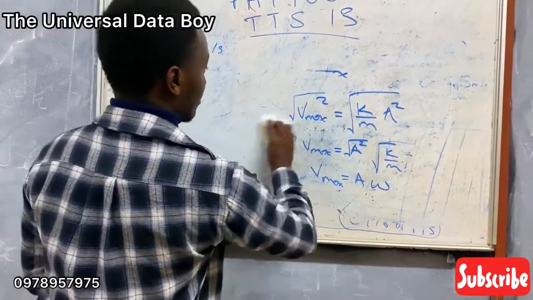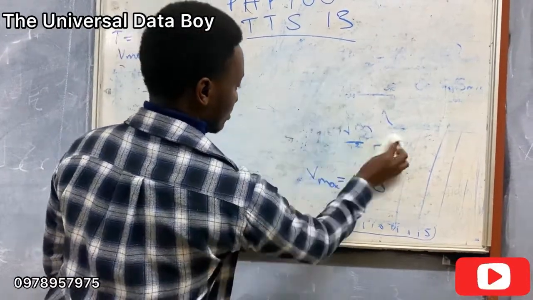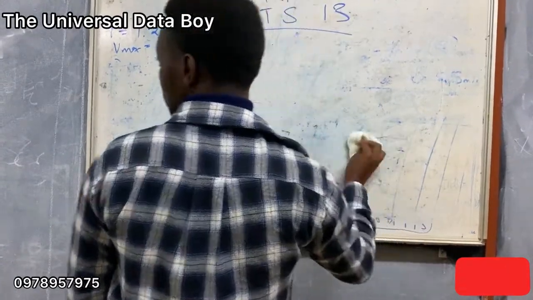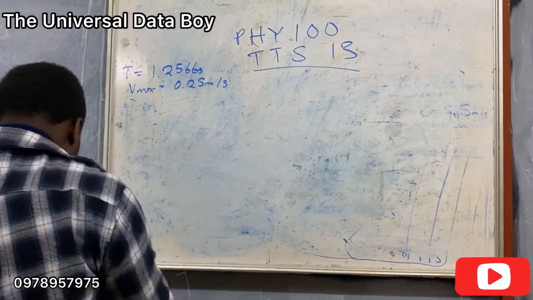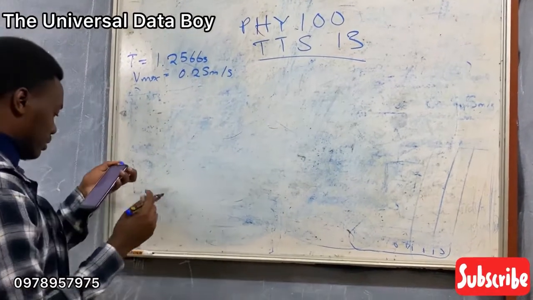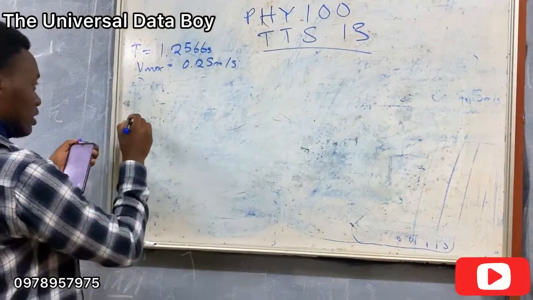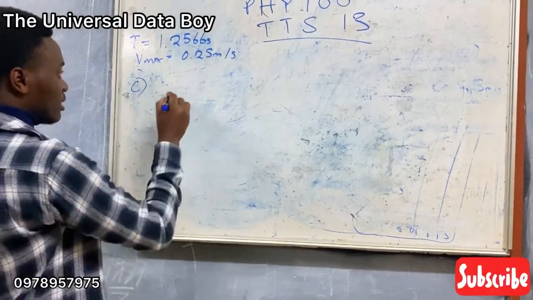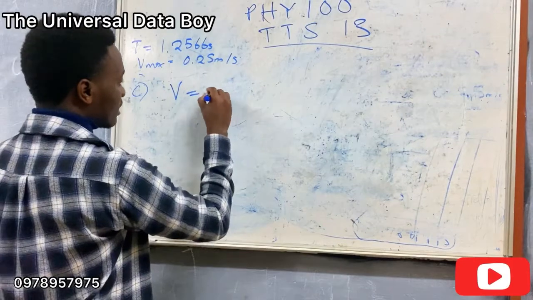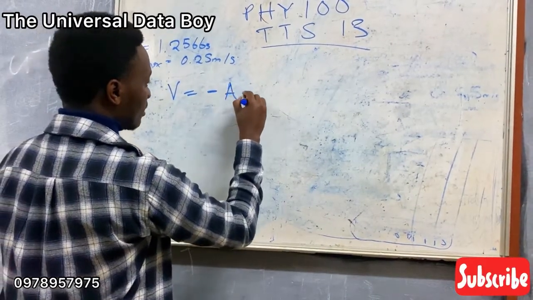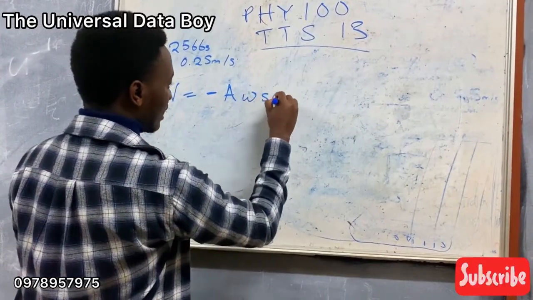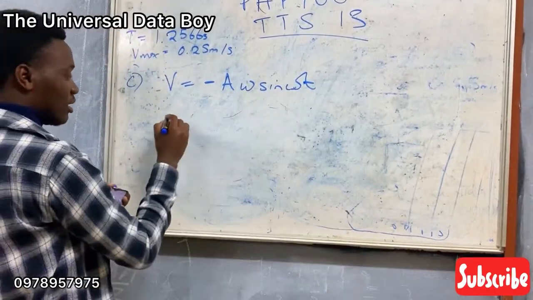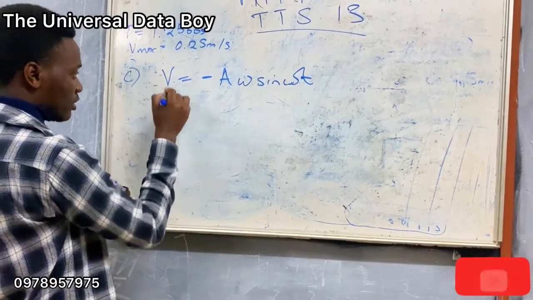So what is the acceleration of the block? The acceleration of the block as well has got two ways. The first one is, our equation was V is equal to negative A W sine WT. When we differentiate this one, we're going to get the acceleration. The derivative of the velocity is the acceleration.